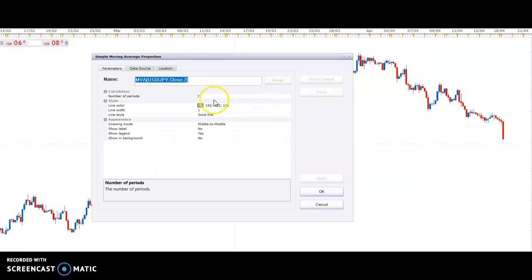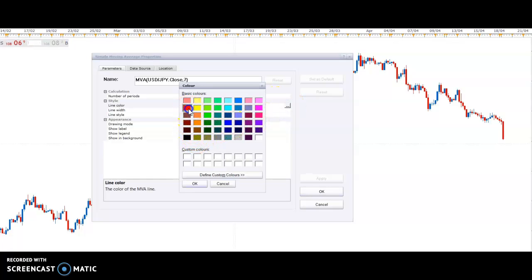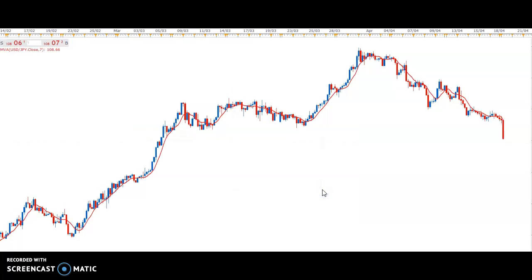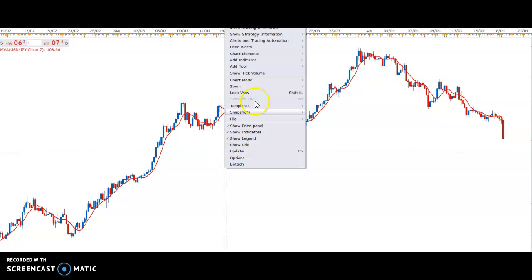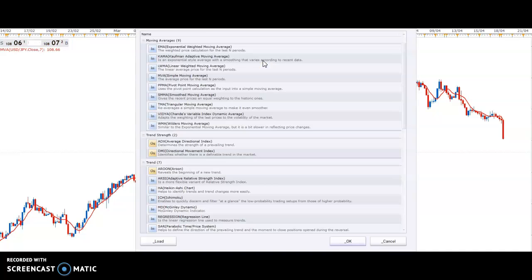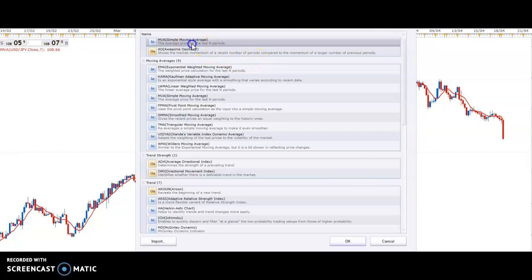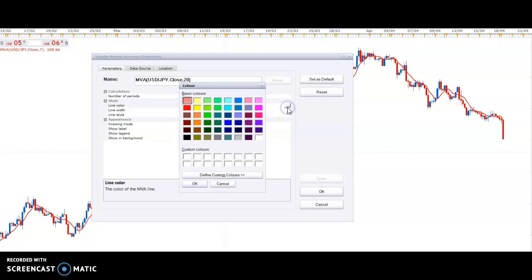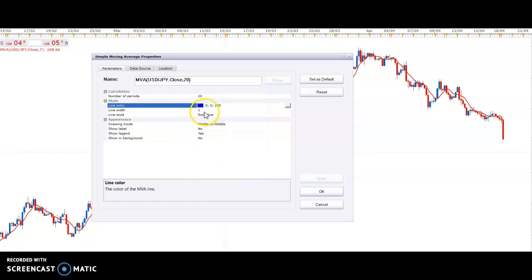The first one is a moving average. It's a 7 moving average. I like red. You can choose whatever colour you like. And so that's one of the indicators. Hopefully, once we've got the indicators on, you can see which direction it's likely to continue to go. And all we're doing is putting the probabilities in our favour.